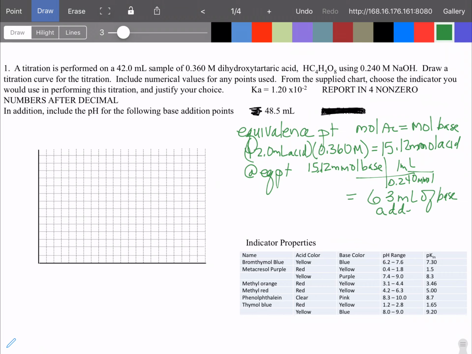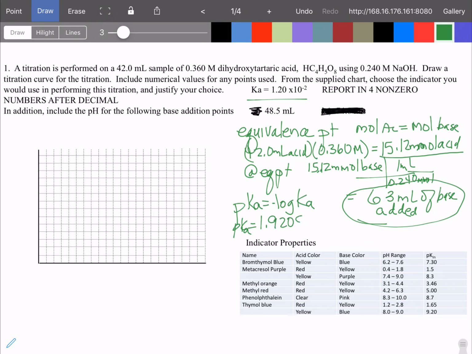Okay, so what we've done at this point is we've determined the equivalence point, we've determined the millimoles of acid, and the last thing that I like to do is figure out the pKa. Remember, the pKa is minus the log of the Ka. So if we take the Ka, which is 1.2 times 10 to the minus 2, and we take the negative log of it, then we find out that the pKa is equal to 1.9208. Okay? So, we're going to use these values as we walk through it.